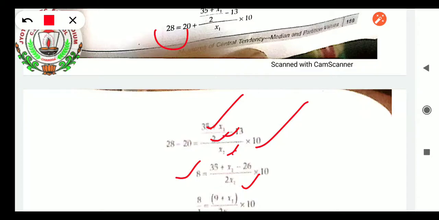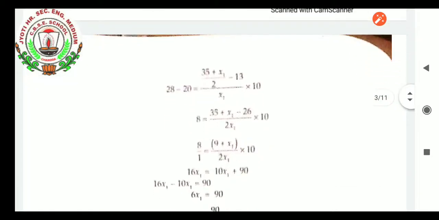Has denominator, common denominator we have taken here 35 plus x1 divided by, and 13 we have taken, so 2 13s are 26, okay. 35 plus x1 minus 26 divided by 2 into x1, 2x1 into 10. Let us proceed with the further calculation. Here what we can do, into 10 is there, we can either take into 10 here, divided by 10 it will be happening, or we can proceed there.